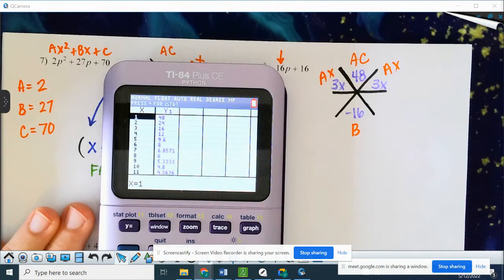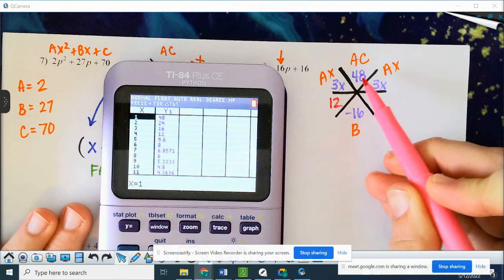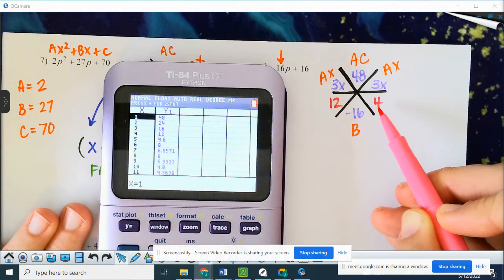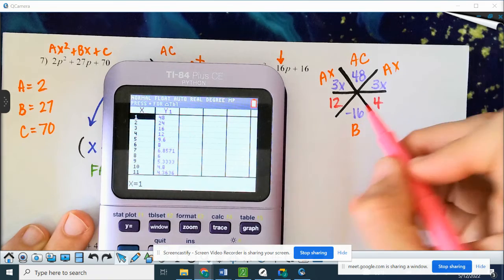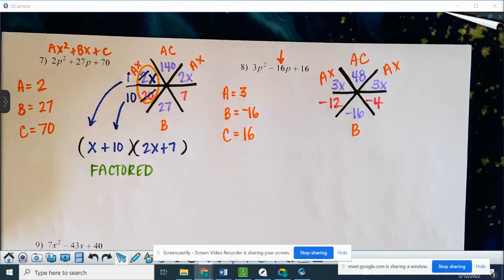So we're going to have 4 and 12. They multiply to give me a positive, but they add to give me a negative. So we have to make sure that we get a negative here. So it's going to be minus, minus. It's the only way to get to that negative 16.